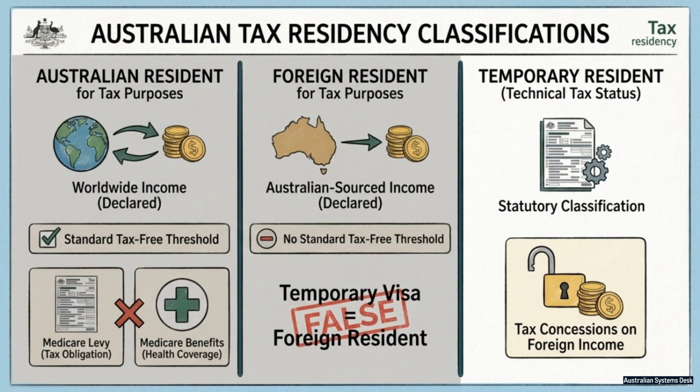Foreign residents for tax purposes generally only declare Australian-sourced income, such as local wages or business earnings. They do not receive the standard tax-free threshold. It is a common misconception that holding a temporary visa automatically places you in this foreign resident category. The third category, temporary resident, is a technical tax law classification. It requires specific immigration and statutory conditions, and it provides significant tax concessions on many types of foreign income.